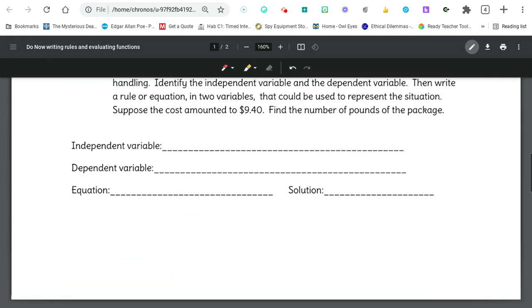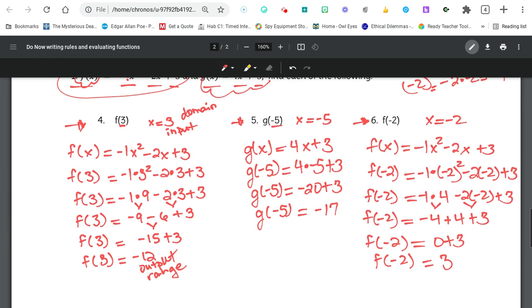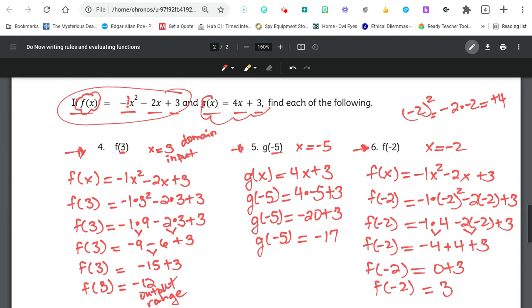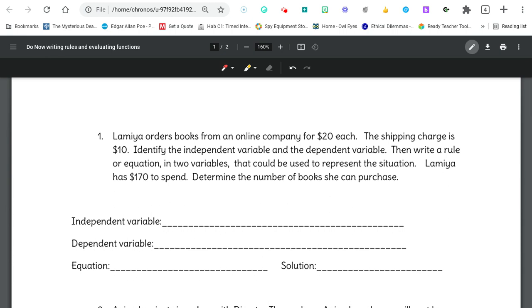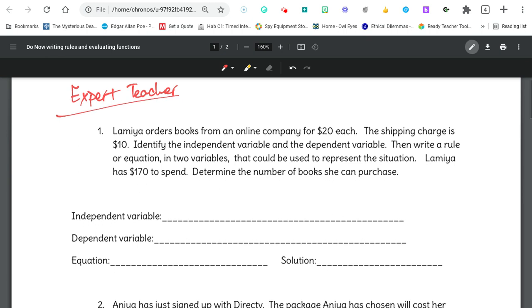All right, so let me take you to 1, 2, 3, 4, 5, and 6. And again, if you need to pause the video and write some of this stuff down, please do so. All right, so this is going to help you with the expert teacher activities, guys. And your expert teacher cards look like this. It's very simple, though. It's just identifying independent and dependent, writing the equation, and then giving me a solution, depending on what is asked, okay?